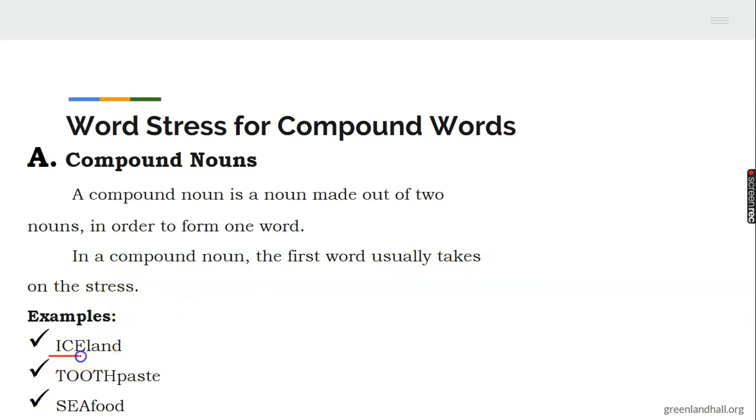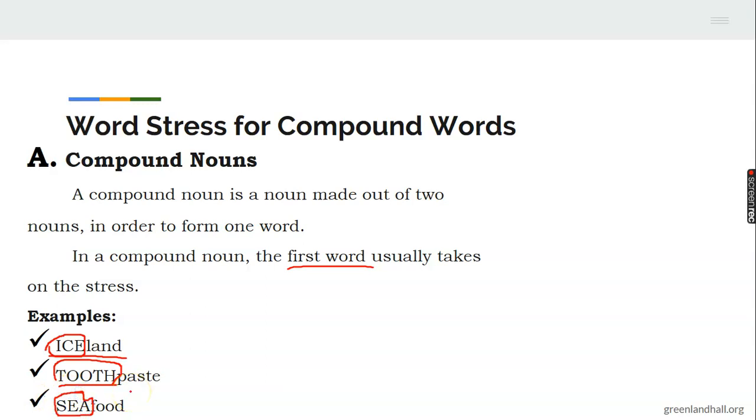Example, we have Iceland. Our first word, the first syllable, carries what? The stress. That's why it is written in capital letters. Look at another example: toothpaste. Tooth is our stressed syllable because it's the first one. Remember we said in a compound noun, the first word usually takes on the stress. Okay? Look at another example. The stress is on the first word. You can see it right here.